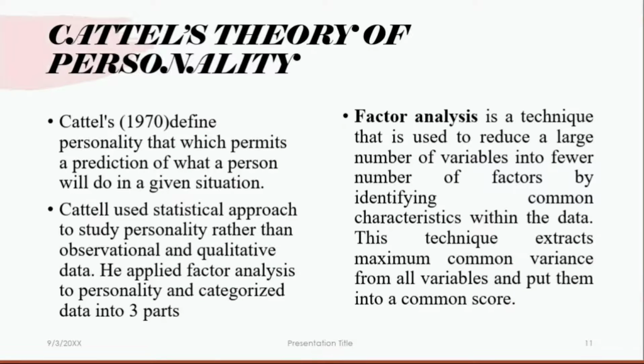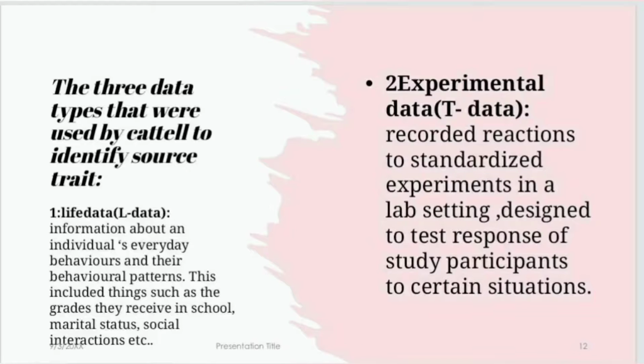Factor analysis is a technique that is used to reduce a large number of variables into a fewer number of factors by identifying common characteristics within the data. This technique extracts maximum common variance from all variables and puts them together into a common score. Alright, now let us see the three data types used by Cattell to identify source traits. The first is life data, or L data. Life data is information about an individual's everyday behaviors and behavioral patterns. These include things such as the grades received in school, marital status, social interactions, etc.